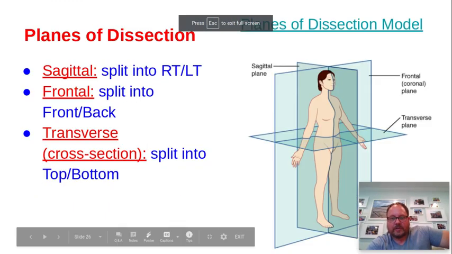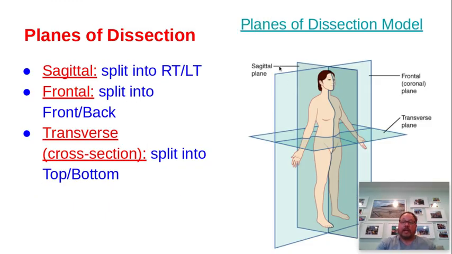Let's see, make sure I got this. Okay. Next, we're going to look at the planes of dissection. When you cut, you're cutting through space, right? You're moving the blade through space. So we need to name the types of cuts that can be made so that when doing a dissection, you make cuts traveling through the tissue in the right direction.